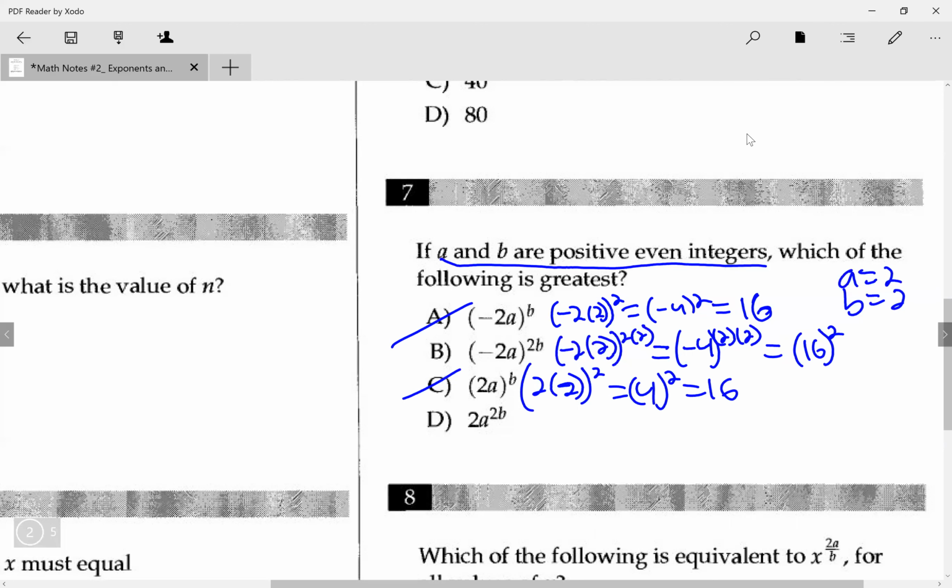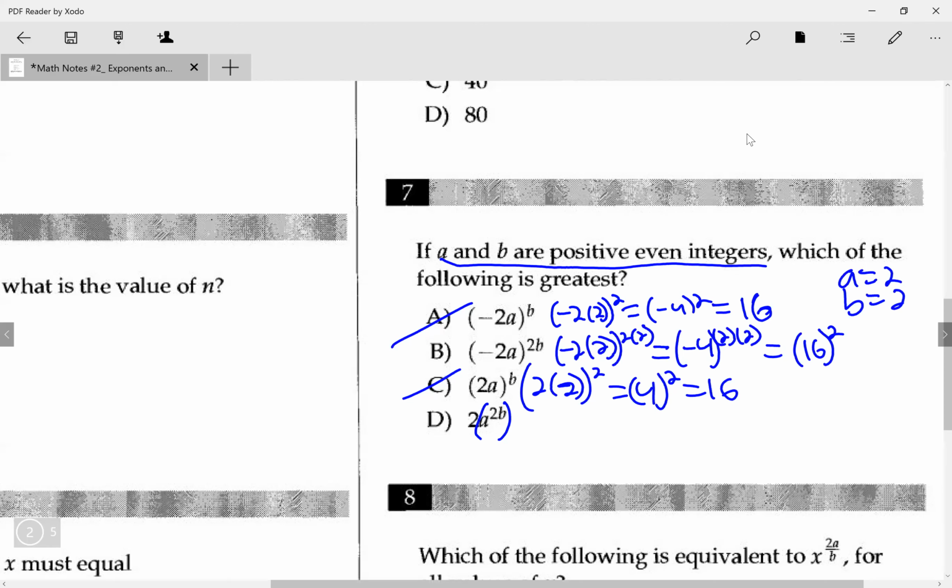Next, D, 2a, 2b, 2 times a to the power of 2b. Here, this is what they're trying to trick you with, and you're going to use PEMDAS. Because remember, you first solve for exponents and then you multiply. So an easy way to do it is to draw parentheses around this. So it's 2 times a to the 2b. It's not 2a to the 2b power.